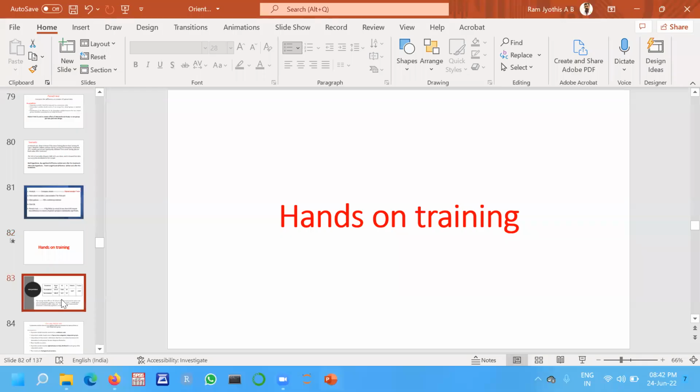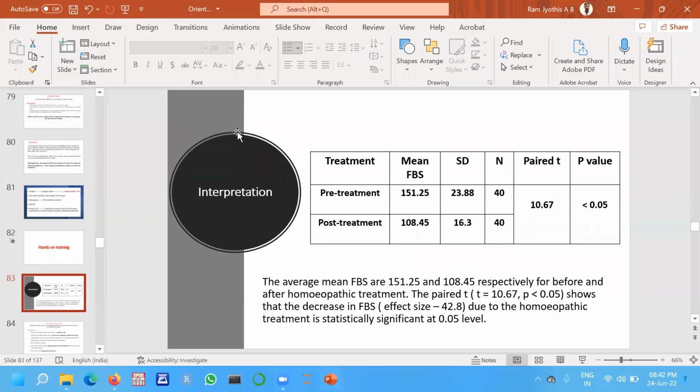Now let us see how to interpret this. This is how you have to write in your study, isn't it? In your result: treatment, mean FBS, standard deviation, N, that is number of samples, paired t, P value. So here, pre-treatment mean is 151.25. Post-treatment, it is 108.45. Standard deviation is also given, and it is highly significant.